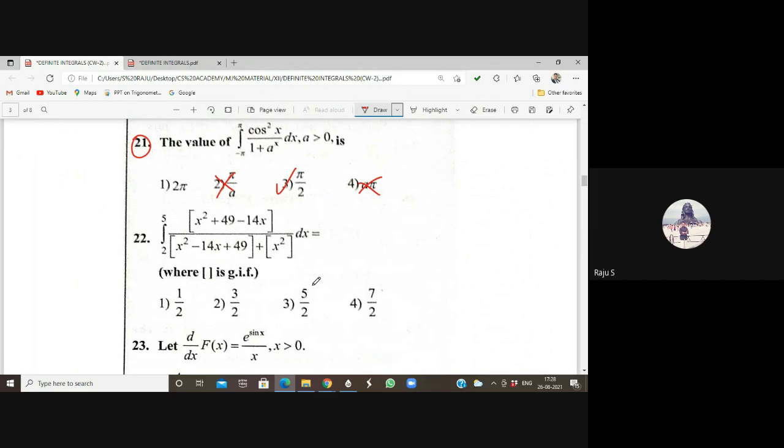Okay, students, this question and all you have to do. It is a very simple question. First, here 2 to 5. Shall I write this as greatest integer of x minus 7 the whole square?